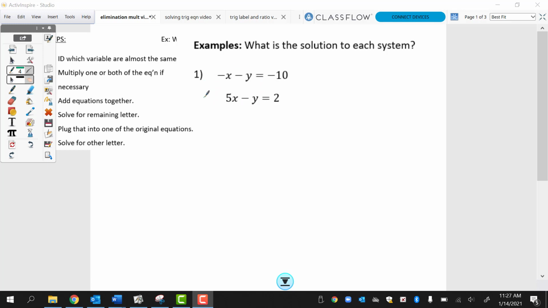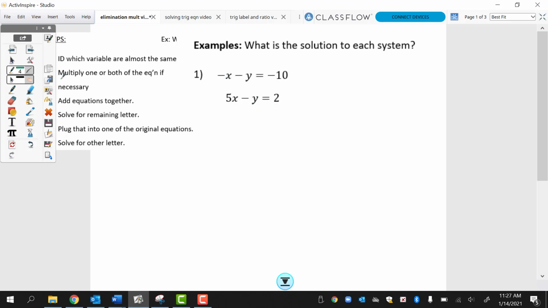Well, if I look at this example and I try to add these numbers together, okay? Now we know if it's just negative x, that means it's a negative 1. So if I add negative 1 plus 5, I would get 4x. And then this is a negative 1 and this is a negative 1. If I did negative 1 plus negative 1, that's going to be negative 2. Oh my, nothing adds up to 0. That's how I know I can't just add them together, because nothing adds up to 0. So what do I do if nothing adds up to 0?